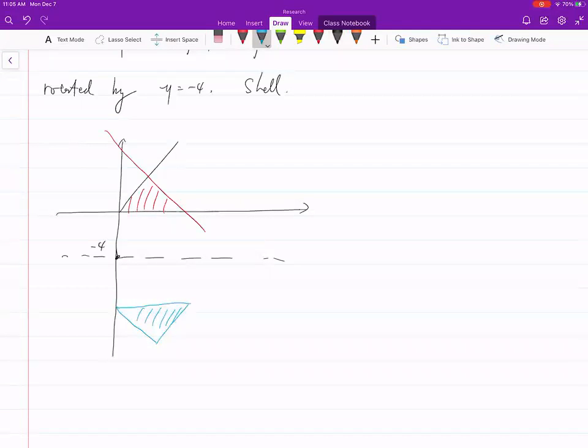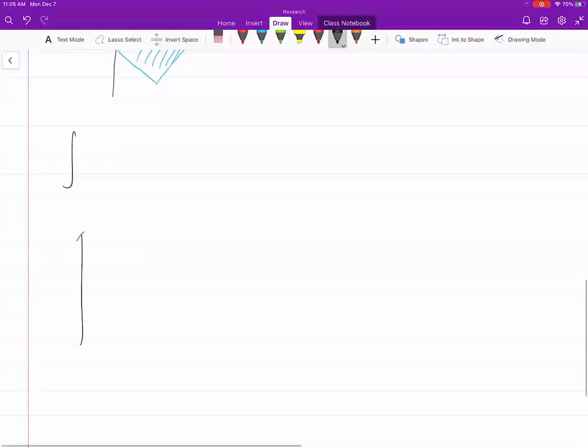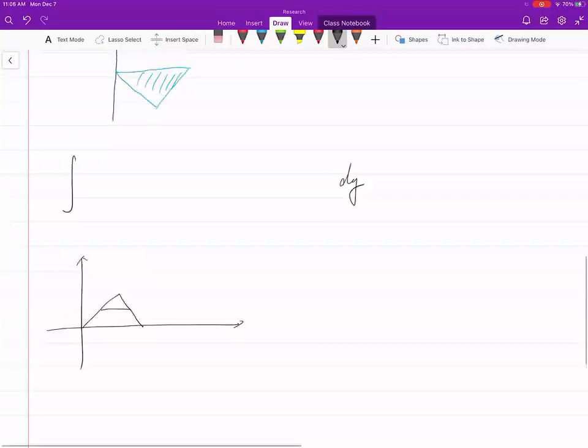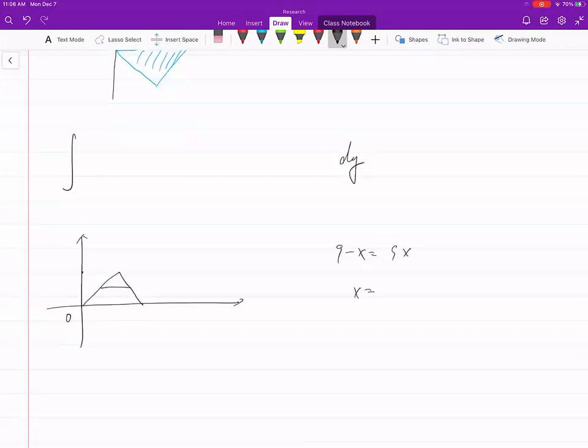Now what you want to do is you want to do the shell. Again, try to draw the shell first. If you draw this after rotation, this will be a shell. If you draw this after rotation, this will be a washer. So clearly we want to do things in shell. We want dy. We want to integrate from 0 to here, and that is where these two lines intersect. So 9 minus x equals 9x. This implies x equals 9 over 10. This implies y equals 9 minus 9 over 10, which is 81 over 10.